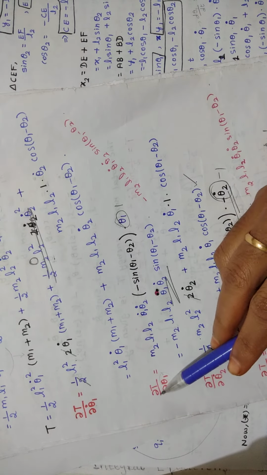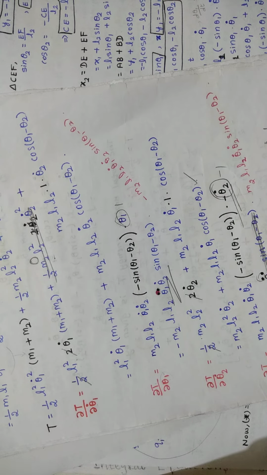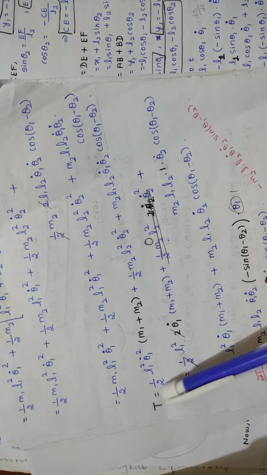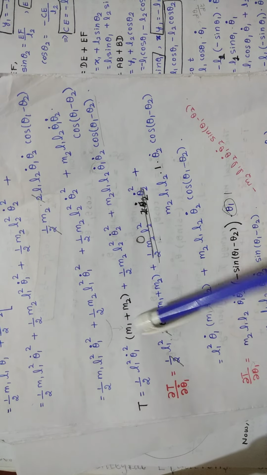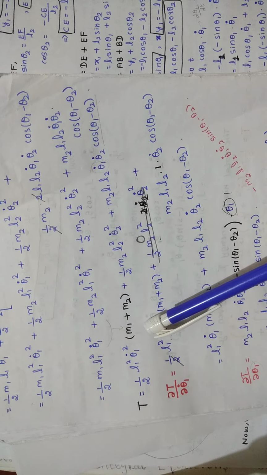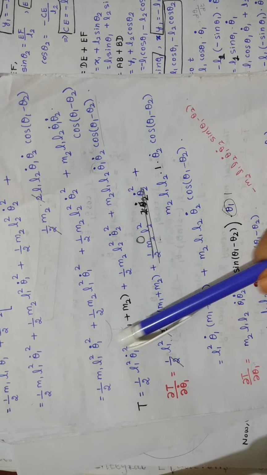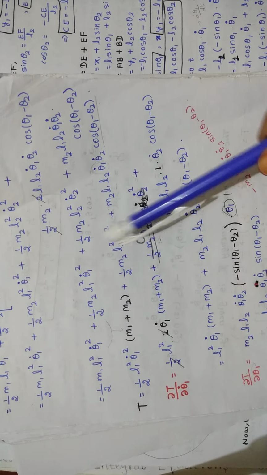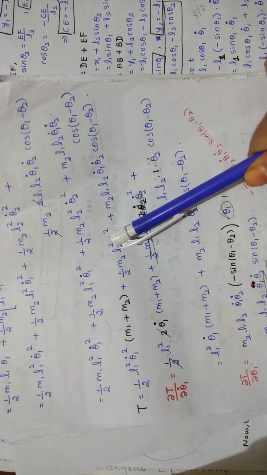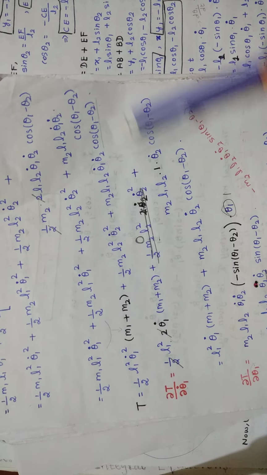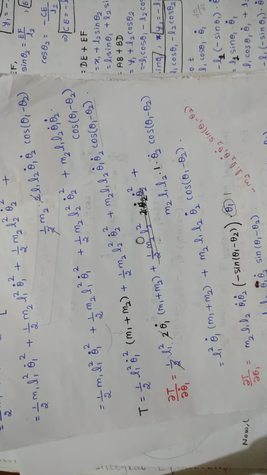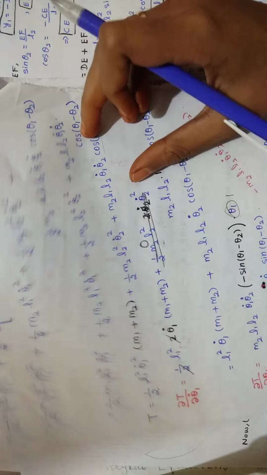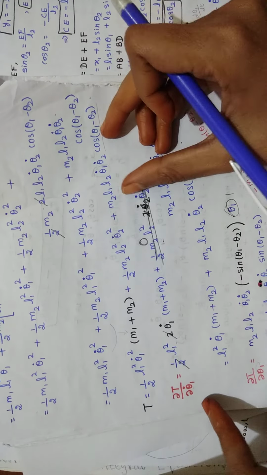After that, we are going to find dou t by dou theta 1. As I told you, what is meant by that? You are going to partially differentiate t with respect to theta 1. So look at this, here you are not having a theta 1 term, so this becomes 0. Here also you are not having a theta 1 term, so this also will become 0. So here only you have this theta 1, right? So here you are going to partially differentiate this term.